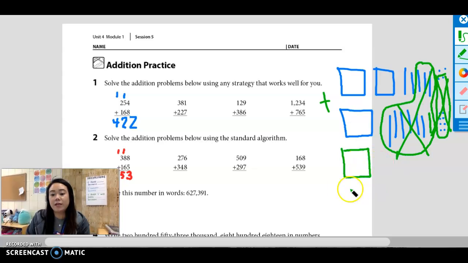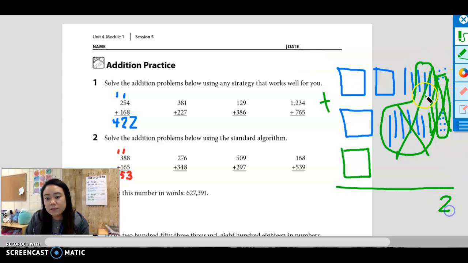Okay, now I think I'm ready to solve this. I'm going to draw my line to tell me that I'm adding them up here. I've got 2 left over for ones. I've got 2 tens left over. I got 1, 2, 3, 4 hundreds. Hey, that's the same answer as this.